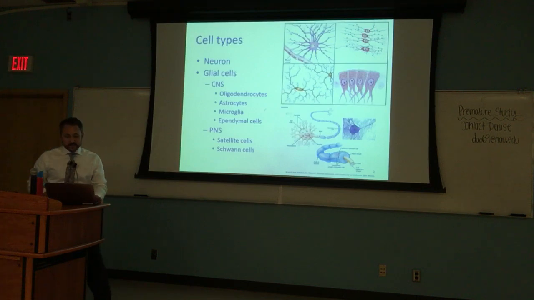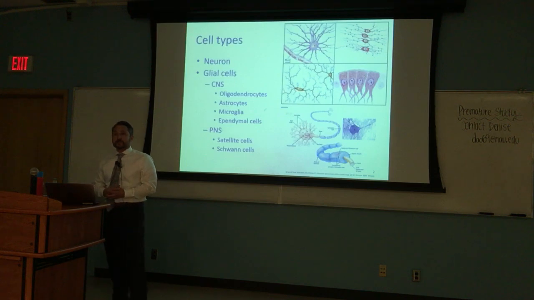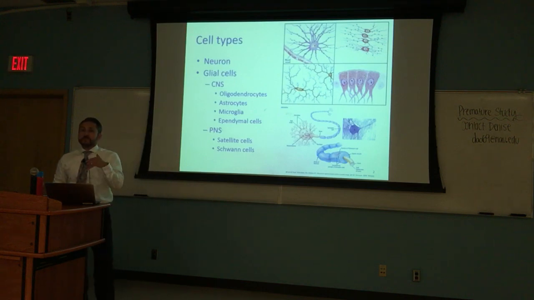Satellite cells are very similar to astrocytes. So satellite cells are going to help with nutritional supplementation to the neuron itself. So these glial cells are accessory cells or supporting cells. They play a secondary role to the main functioning neuron.